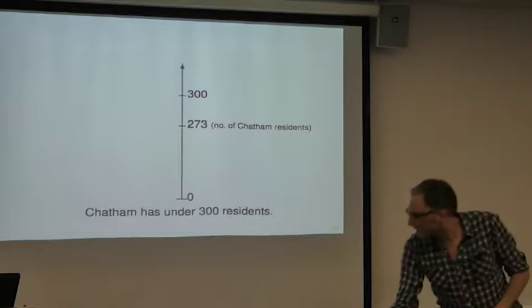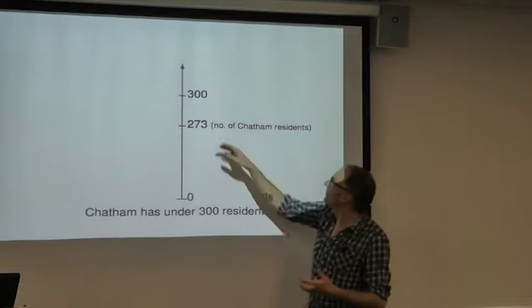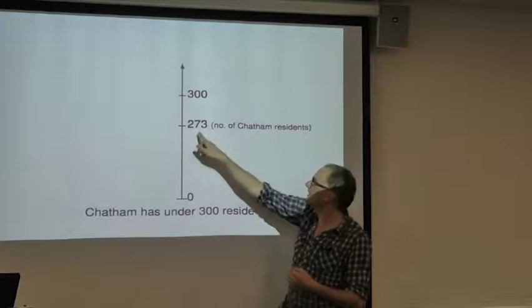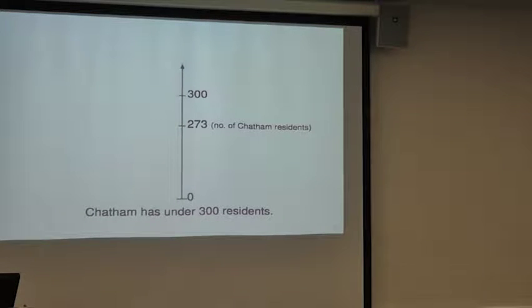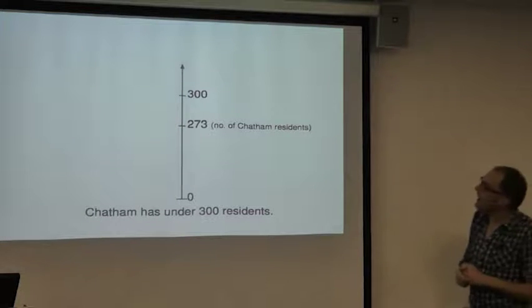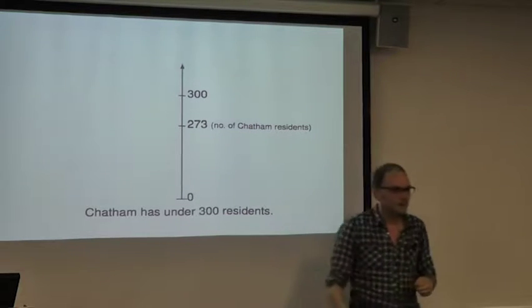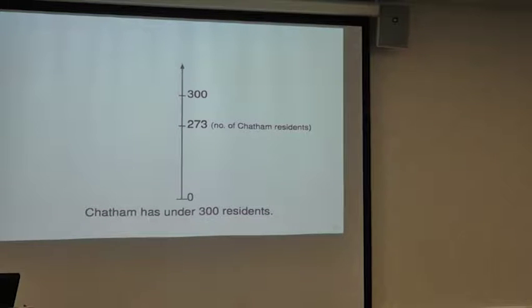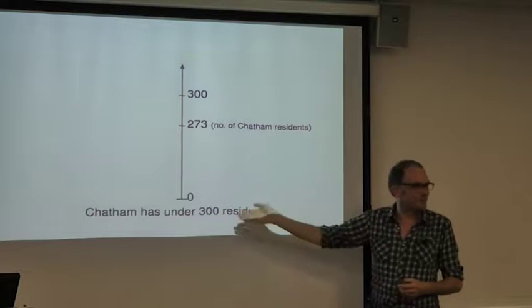Now, if I have a sentence like "Chatham has under 300 residents," all I have to do is the table becomes 300 and the cat becomes the number of residents of Chatham, which is 273. Then you need to check whether the cat is under the table, and then you have the sentence. So in principle, we don't have to change the semantics of the preposition. The only thing we have to do is find the right representation of quantity.